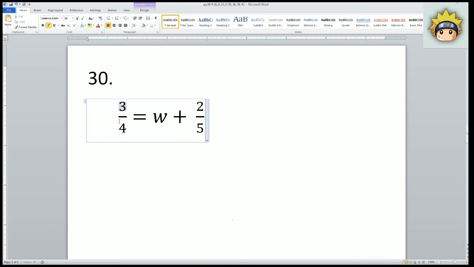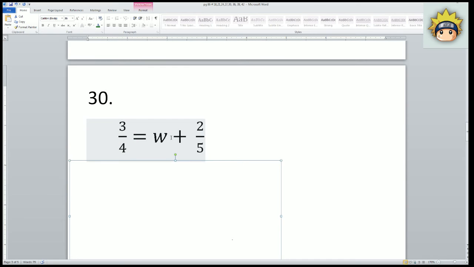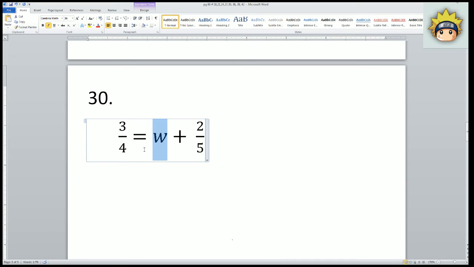3 divided by 4 equals w plus 2 over 5. Okay, same thing here, but this is a fraction. I have to apply the inverse operator, okay? The w, right? What is attached to the w? Do you see what is attached to the w is this whole thing here?